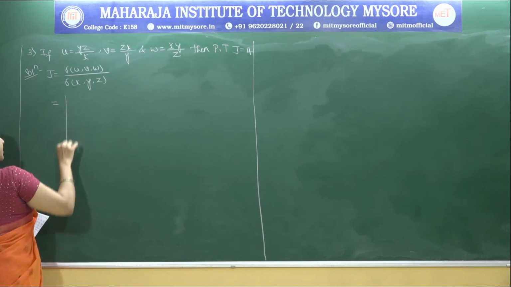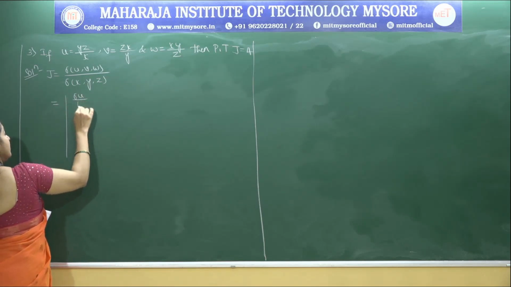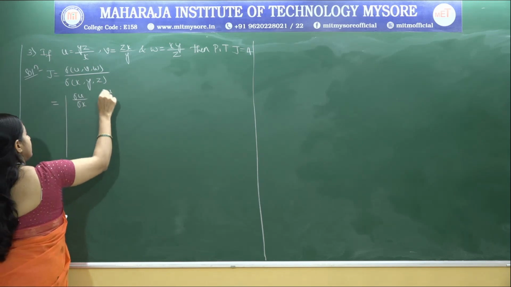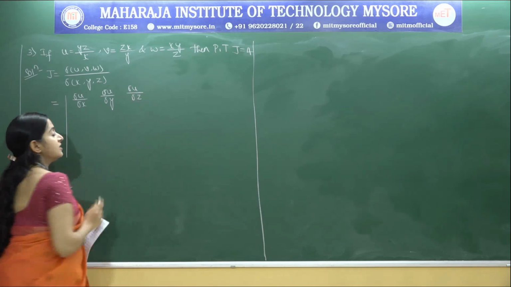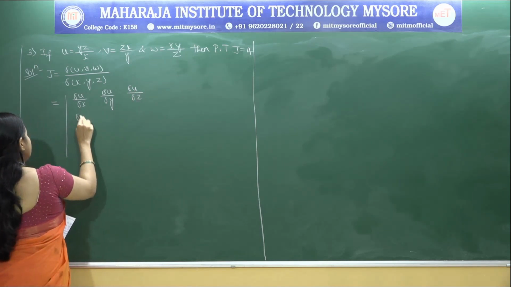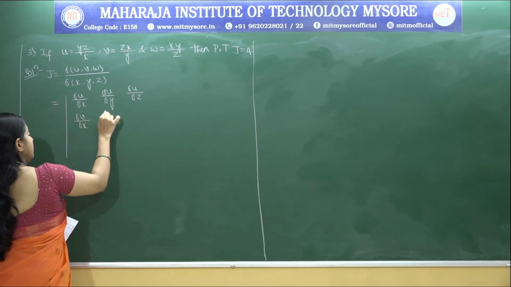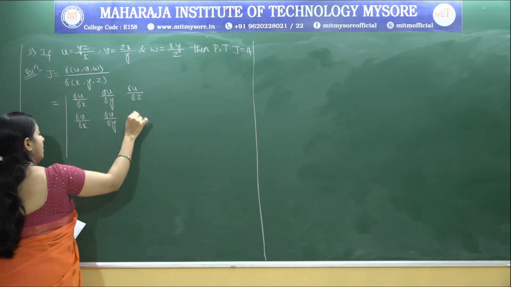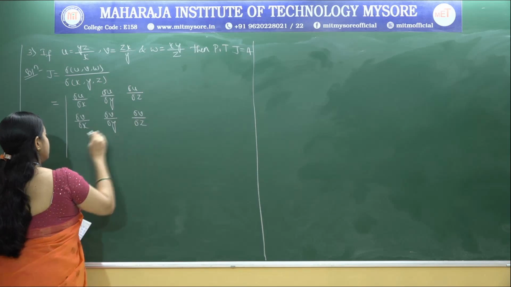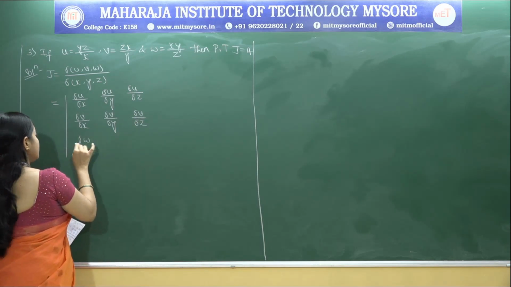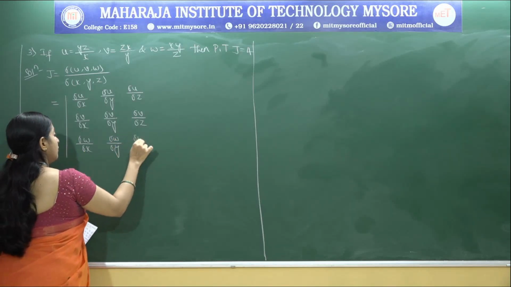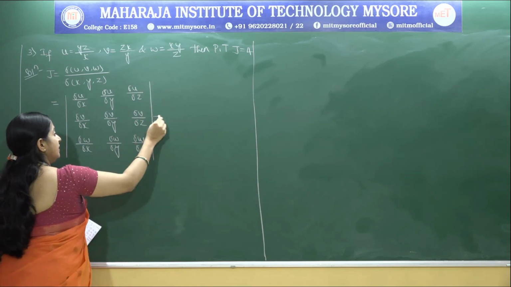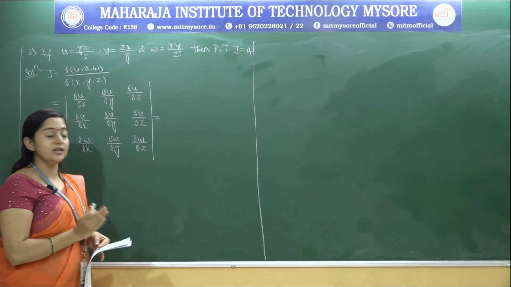Next you write the 3 cross 3 determinant. First u with respect to x, u with respect to y, u with respect to z. This is the first row. Similarly, v with respect to x, v with respect to y and v with respect to z. Second row, w with respect to x, w with respect to y and w with respect to z. This is the third row. Then differentiate and expand, you will get the answer.